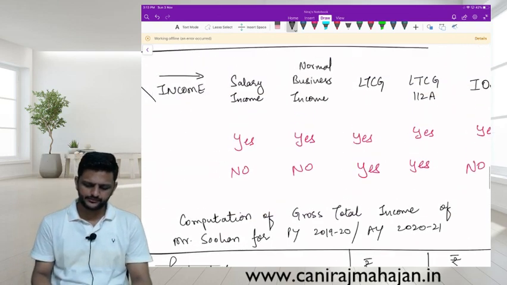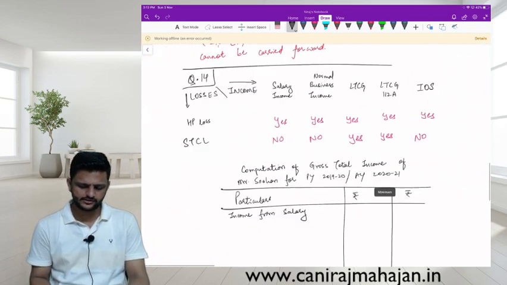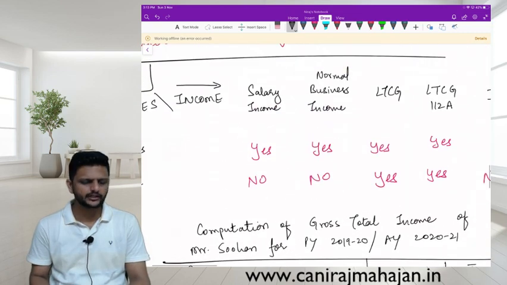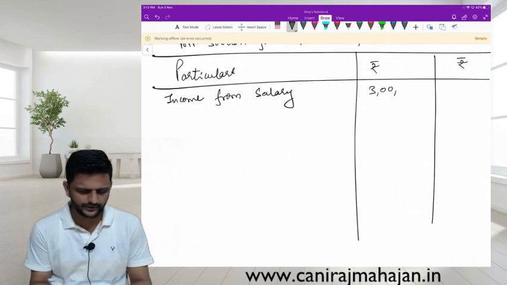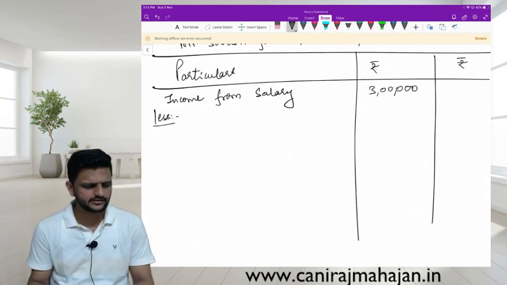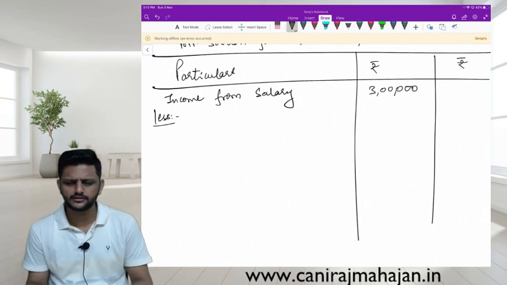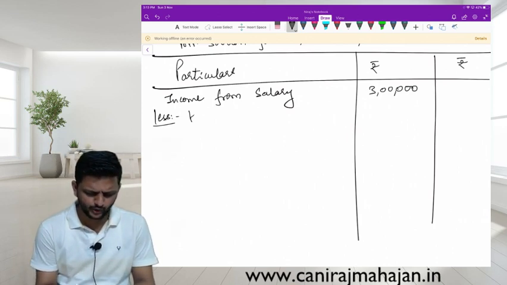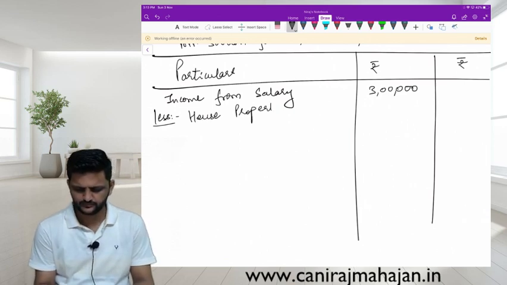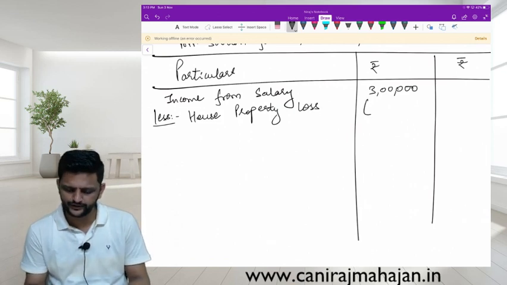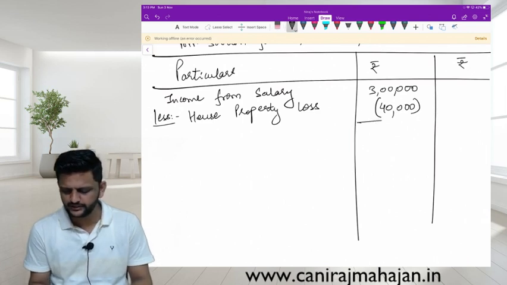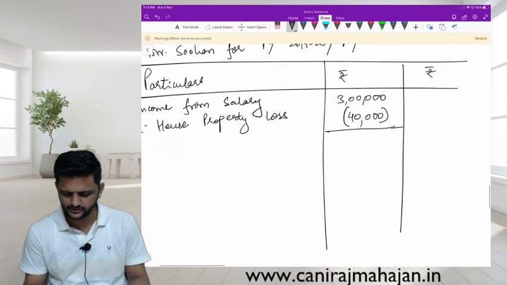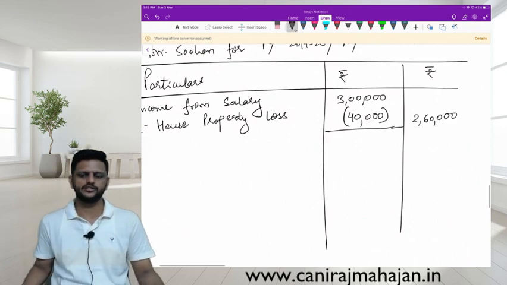Is there a yes in the table for salary? There is a yes. So for salary income, take in the inner column 3 lakhs. And less, then you have house property loss. How much? 40,000 only? Correct. Anything else that can be set off from salary? Not allowed. So salary is 2,60,000.